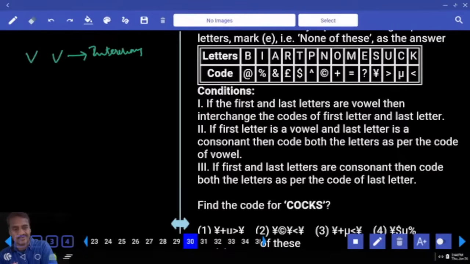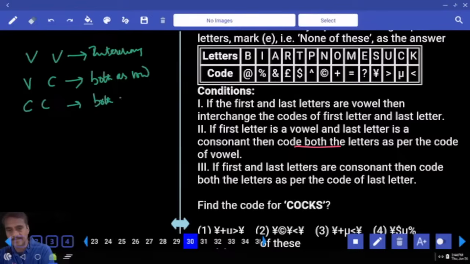Then first letter is a vowel and the last is a consonant: vowel and a consonant. Then code both the letters as per the vowel, both as vowel. Then first and the last letters are consonant: consonant and a consonant. Then code both as the last letter, both as the last letter.